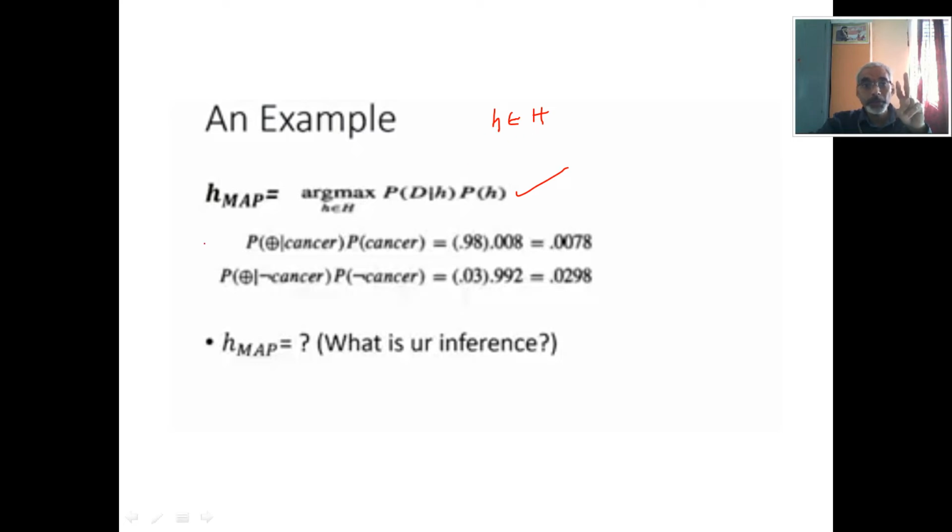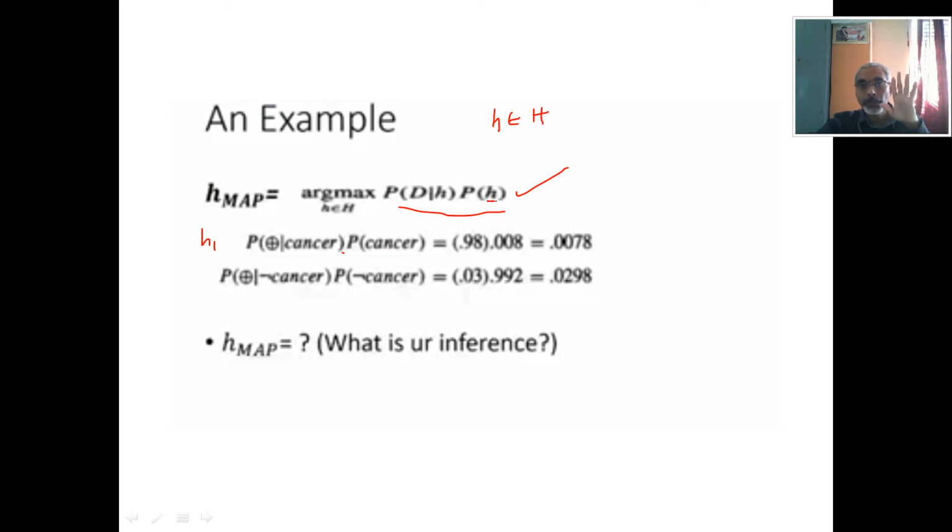Now we will take the first hypothesis and calculate this right-hand side, that is, probability of D given this hypothesis into probability of the hypothesis. When you consider the first hypothesis H1, what will be the probability of the data D? The probability of a positive result given that he is having cancer, because hypothesis 1 is stating that the patient is suffering from cancer. So we will take the data related to cancer only. So probability of positive given he is having cancer into probability of cancer. Cancer is our hypothesis.